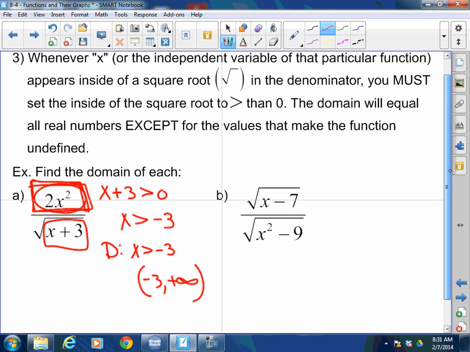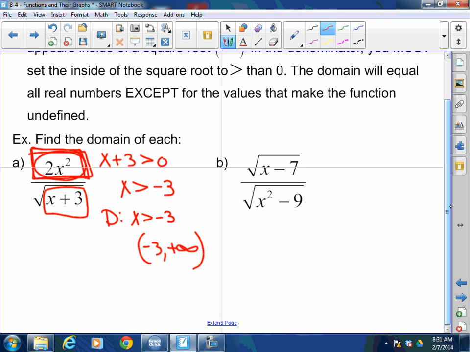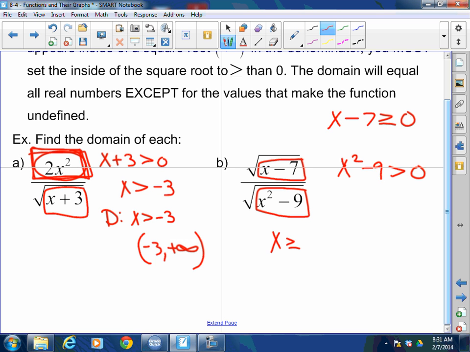Now, B, how many restrictions am I going to have here? 2. When I have a square root in the numerator, I must set that to greater than or equal to 0. When I have a square root in the denominator, I must set that to just greater than 0. I cannot have 0 in the denominator. So I'm going to have that x is greater than or equal to 7. Please remember that this can factor. So that's x plus 3, x minus 3.